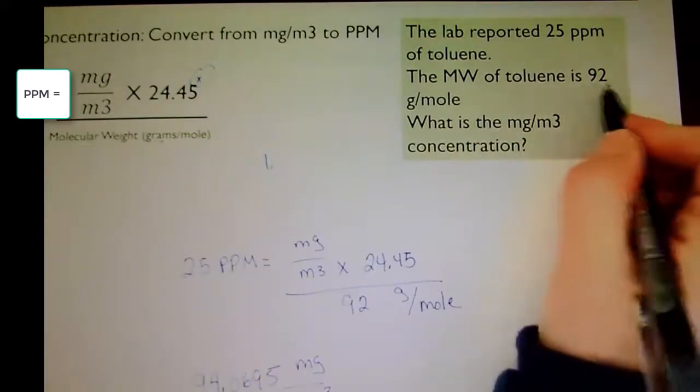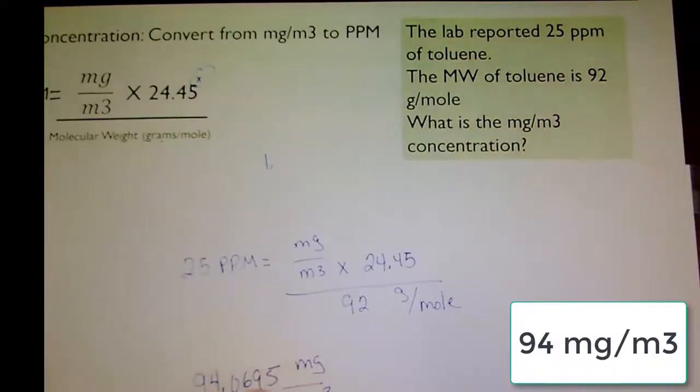And we only had 2 significant digits, so our answer is actually 94 milligrams per cubic meter, which is 25 parts per million toluene. Then we're able to do our conversion back and forth from parts per million to milligrams per cubic meter.